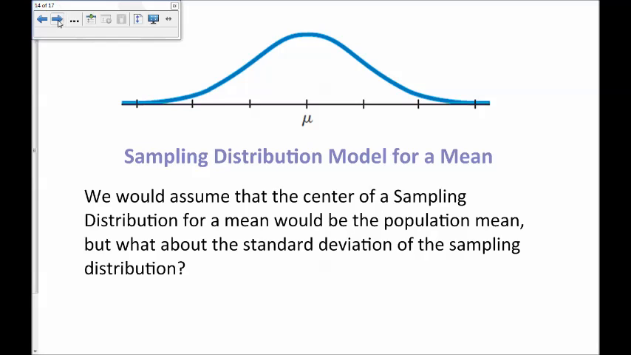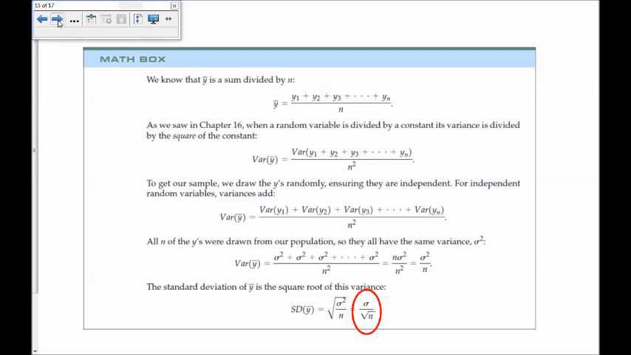Okay, so we would assume that the center for a sampling distribution for a mean would be what the mean of the population is. Okay, but what about the standard deviation? In the last example about proportions, we kind of got that through the binomial model because they were related, but the mean and the standard deviation are very different when you're dealing with means. Now there's a math box in the textbook that derives this equation, but essentially it boils down to a very simple equation of sigma over the square root of n.